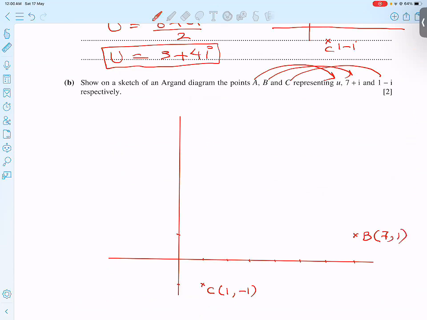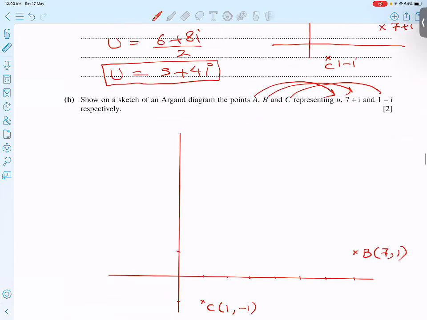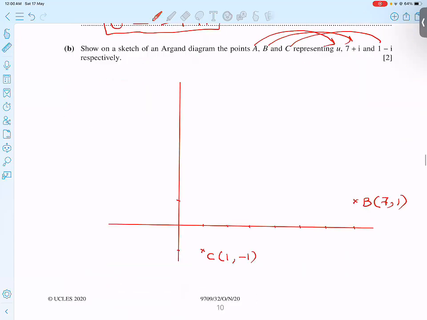I think the point is very clear. Now I'm going for the last point, 4, 3, 4, 3, 4, 3, 4. So 1, 2, 3, and 4 upward. Okay, 1, 2, 3, and 4. So I get it here somehow. This is A, coordinates 3, 4.